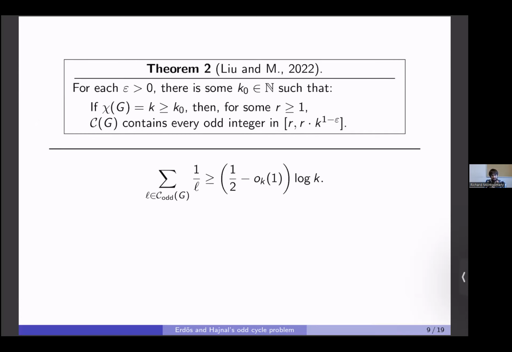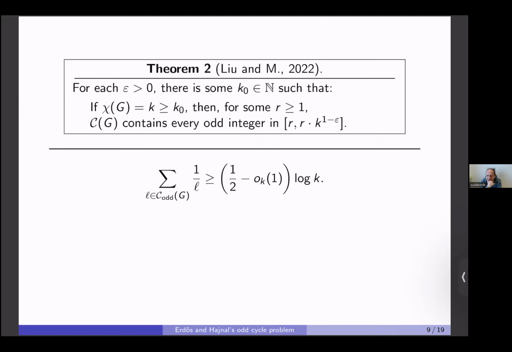So again, if we sum the reciprocals in this sequence, the log r's will cancel, and we'll get this 1 minus epsilon times log k. And again, I'm getting the odd integers here. So Richard, how do we need to think about this? So r is fixed, k is large, right? We want this as a function of k.